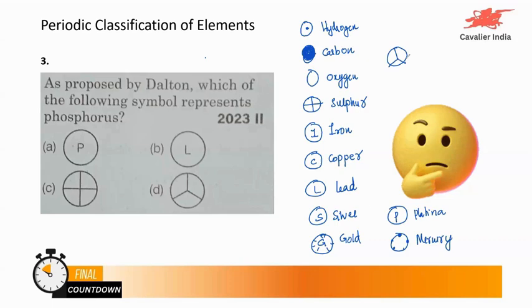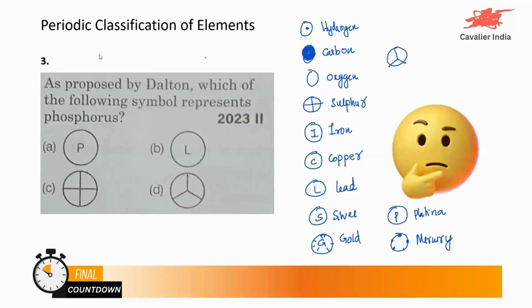So which is the right option? The question is: as proposed by Dalton, which of the following symbols represents phosphorus? For phosphorus, what is the symbol? Which is the option? Option D. Okay, option D is the right answer. Clear?